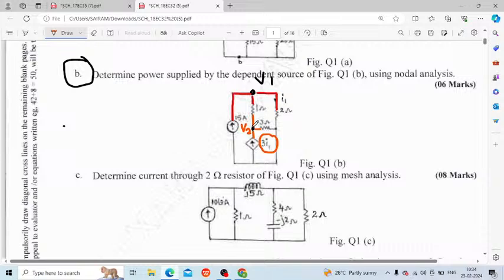Now here at v2 you can say this is v2 by 3. Here you can say this is v2 minus v1, whole divided by 1. And here it is v2 by 3.